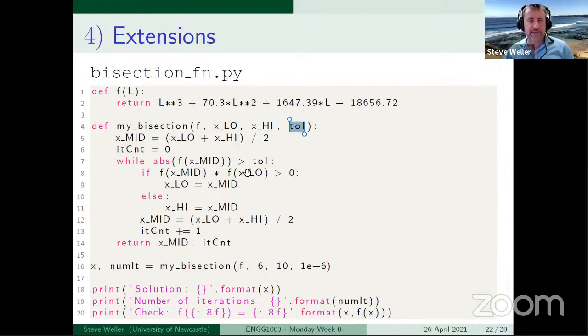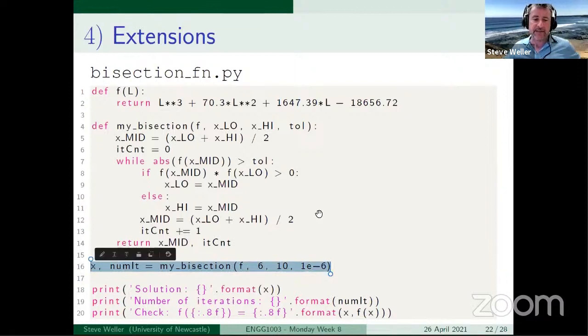So the bisection method written as a function looks like this. It takes in the function value, estimates of the low and high values for the solution, and a tolerance, as input parameters. It does its thing, and then it returns the estimate of the solution, plus also the count of the number of iterations. And the nice thing about wrapping all that functionality up in a function is that we can call, as in line 16 here, the bisection algorithm to do its job in a single line of code.